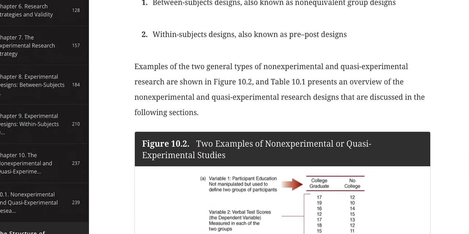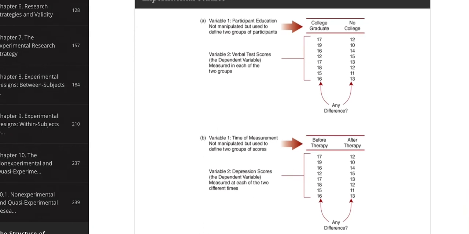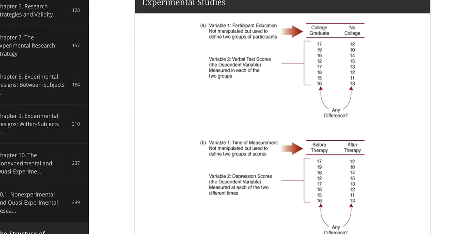If we scroll down to figure 10.2 and see two examples of non-experimental or quasi-experimental, you see that the structure visually looks the same, right? It looks exactly the same as the other picture we just looked at.